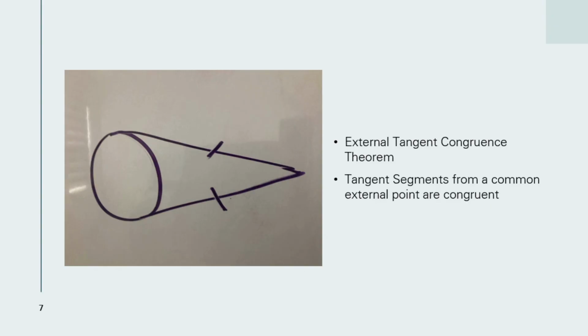External tangent congruence theorem. Tangent segments from a common external point are congruent. So you see the tangent segments from a common external point. So this is our external point. They are both the same length. They're both tangent because they touch the circle at one point, and they're both from one external point. So they are congruent.